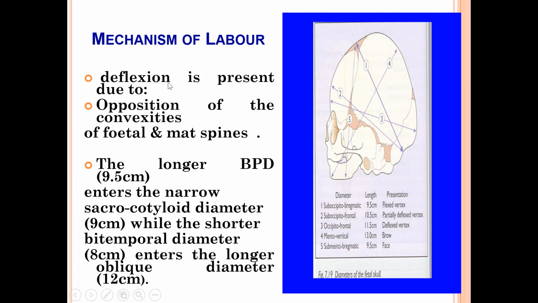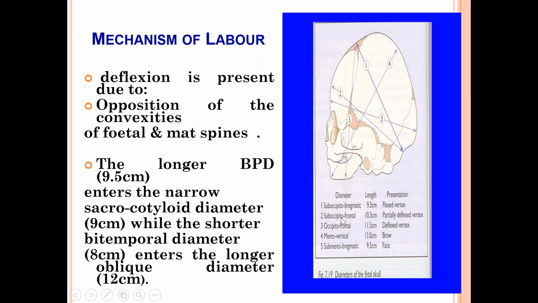So what is the mechanism of labor during this occipital posterior position? The deflexion is always there due to the apposition of the convexities of the fetus and the maternal spine. The longer occipitofrontal diameter enters the narrow sacrocotyloid diameter, while the shorter bitemporal diameter enters the longer oblique diameter. For this you have to know all the fetal diameters and the maternal diameters also. The fetal skull diameters: the suboccipitobregmatic, which is 9.5 centimeters, and these are the anteroposterior diameters. The most common is the suboccipitobregmatic, which is 9.5, and then the occipitofrontal, which is 10.5.